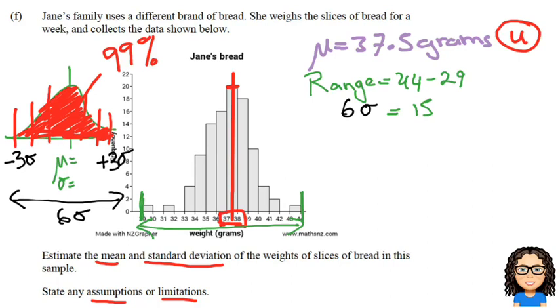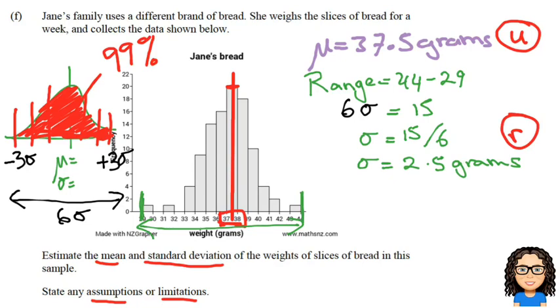So now I can use that to work out the standard deviation. I need to get the standard deviation by itself, so I need to get rid of the 6. The opposite of multiplying by 6 is dividing by 6. So 15 divided by 6 will give me a standard deviation of 2.5 grams. So if I can get to that value, then the mean and this value together will give me my Merit. So that's doing our mean and doing our standard deviation.